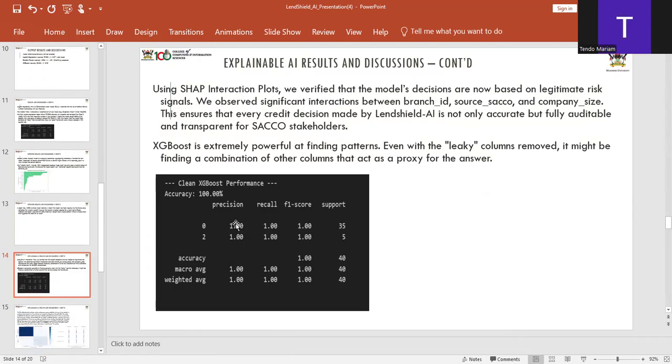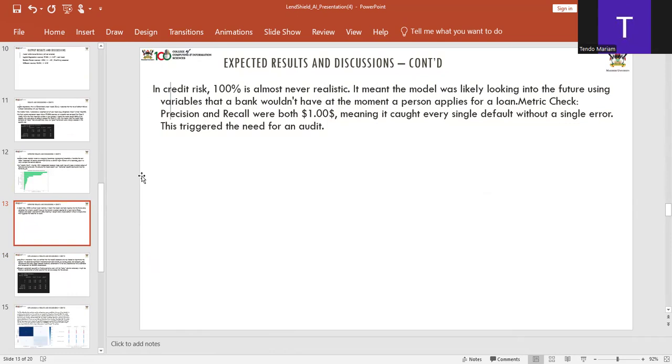Then I continued to the expected results. In credit risk, 100% is almost never realistic, because it meant that the model was looking at future variables that a bank wouldn't have at the moment a person applies for a loan. Therefore, precision and recall were both 1.0, meaning that it caught every single default without a single error. And this triggered the need for an audit.